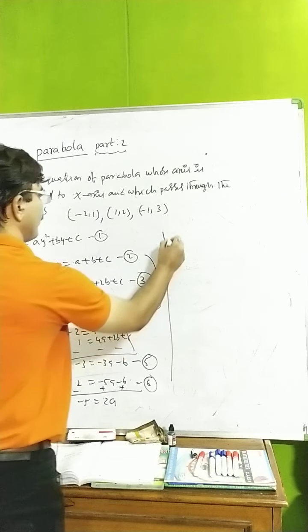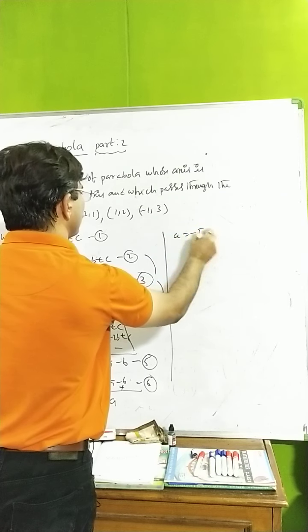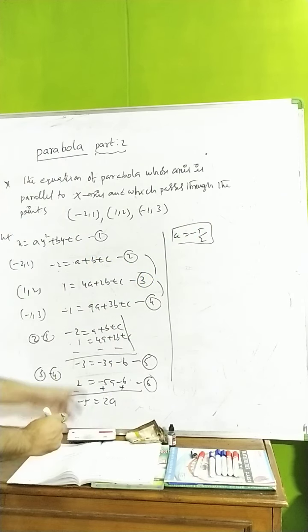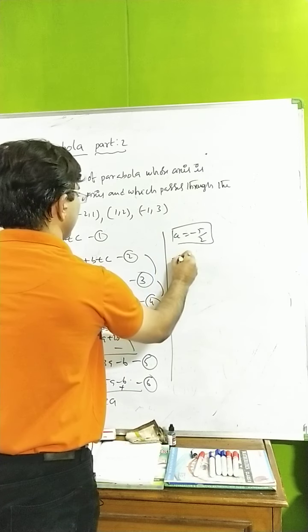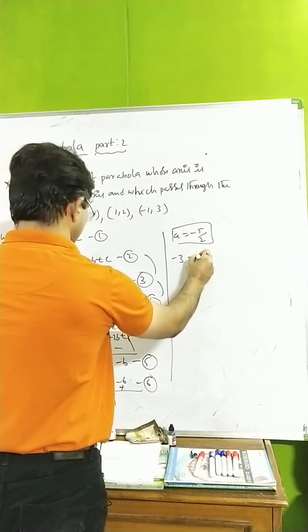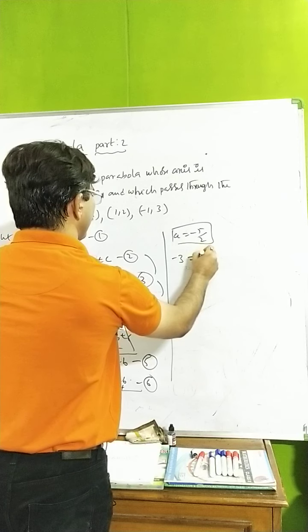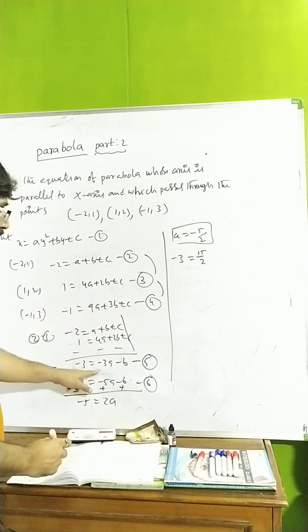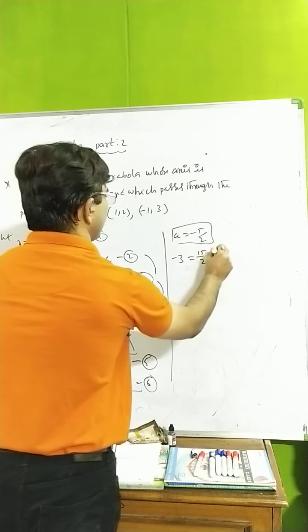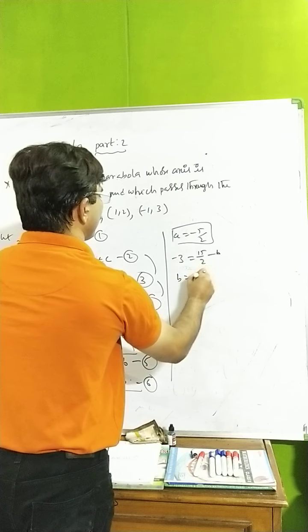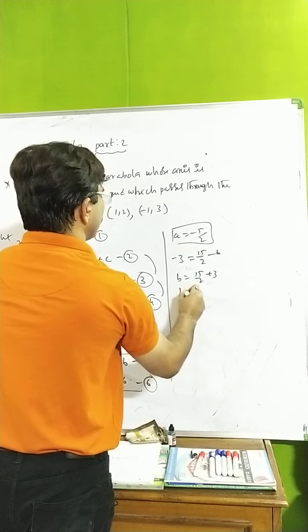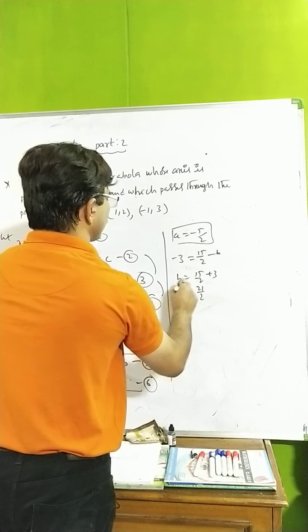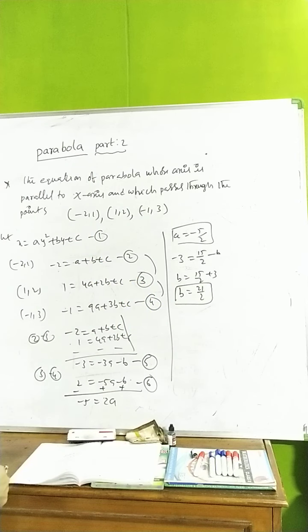So the value of a we got as minus 5 by 2. Once you got the value of a as minus 5 by 2, take any one of the equations. Minus 3 is equal to 3a, that is 15 by 2, minus of minus plus, here minus b is there. So b is equal to 15 by 2 plus 3, b is equal to 21 by 2, you got it.